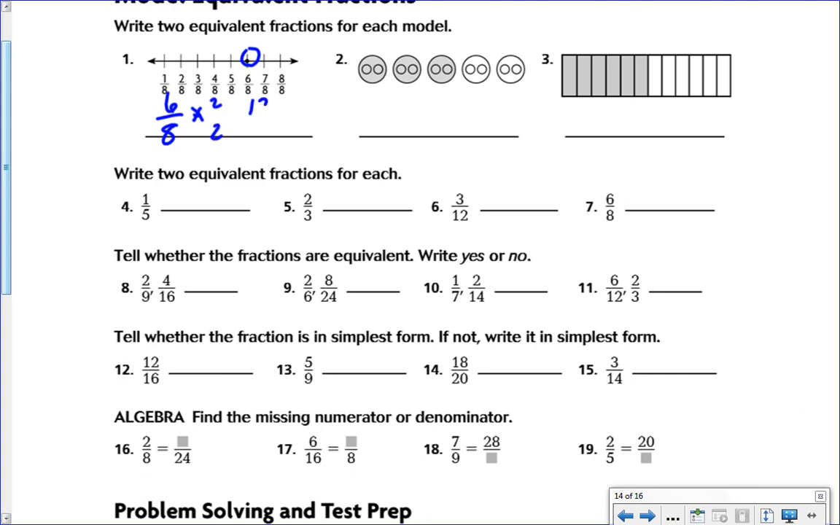Okay, so 6 times 2 is 12. 8 times 2 is 16. So an equivalent fraction would be 12 over 16.